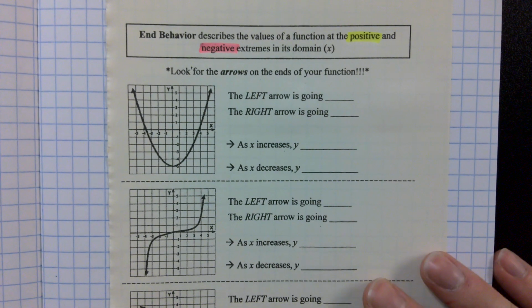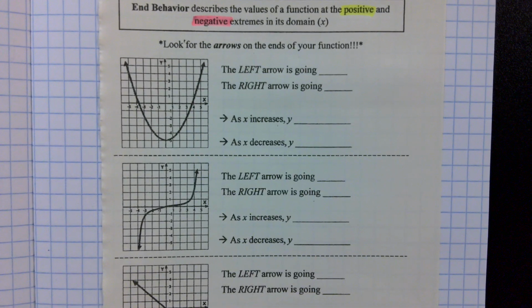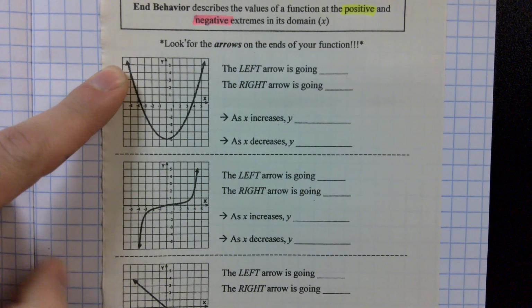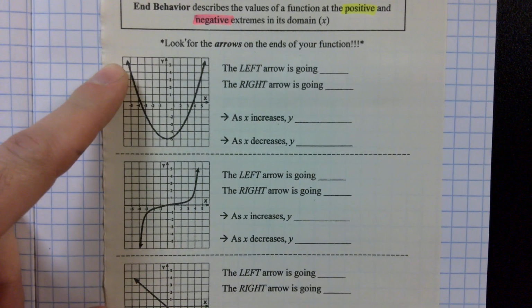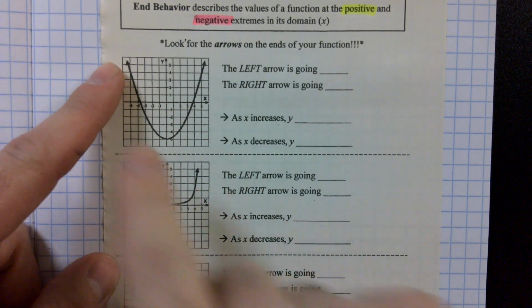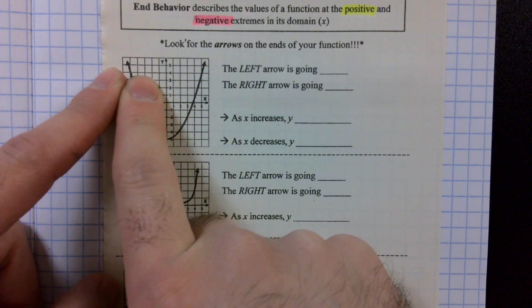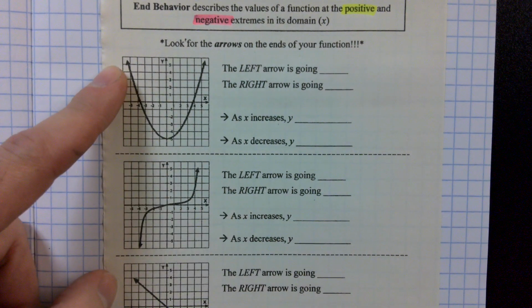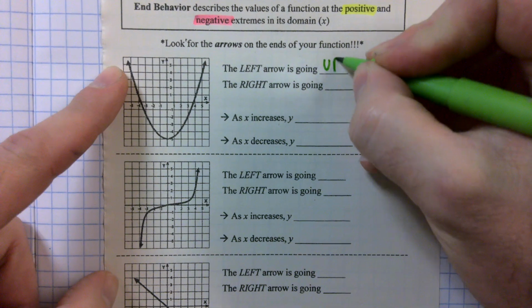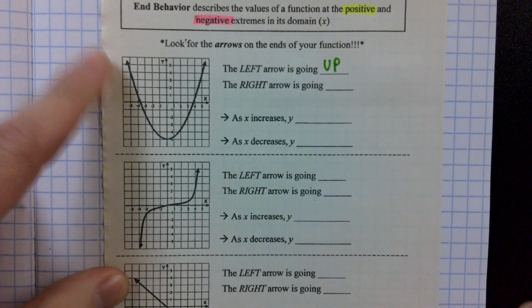So let's take a look at this first parabola here. Let's just jump right in. Go ahead and point to your left arrow on this parabola. Where's your left arrow? You can point on your paper. Right there, right? It's my arrow on the left. Every one of these functions is only going to have 2 arrows. A left arrow and a right arrow. So my left arrow, is this left arrow going up or down? It's going up.